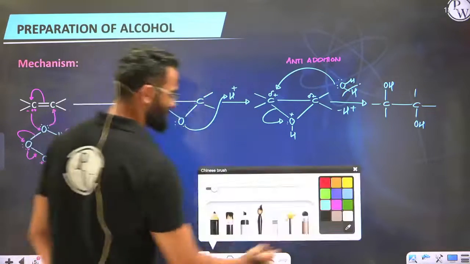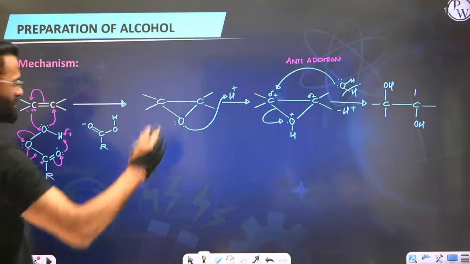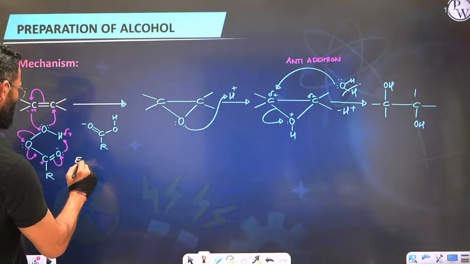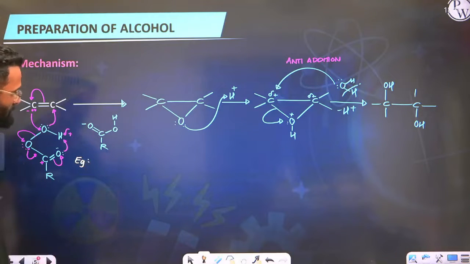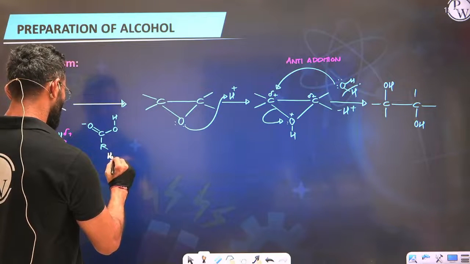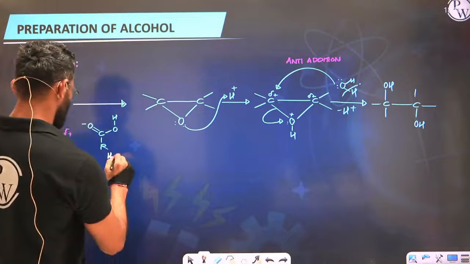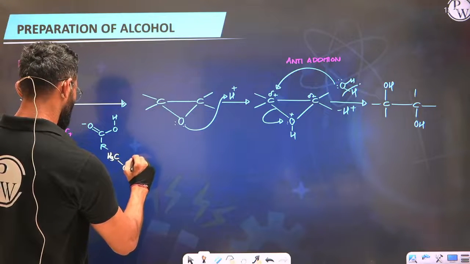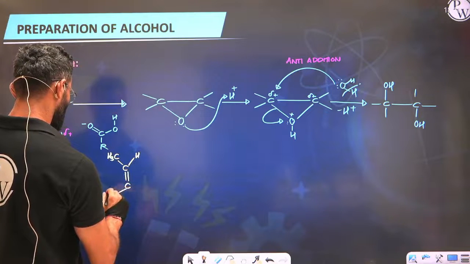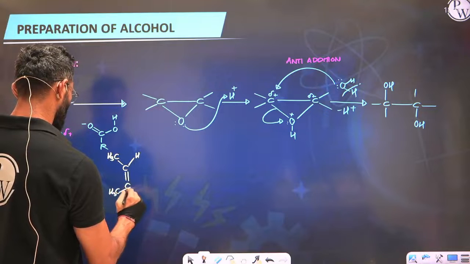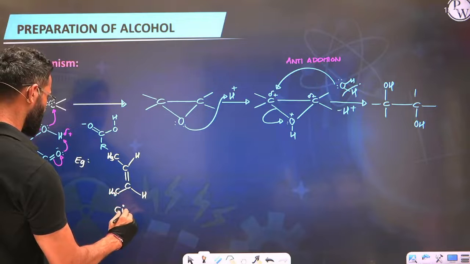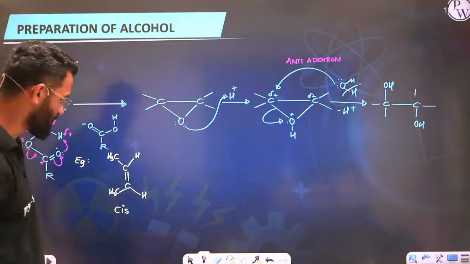Look guys, now let's say if I want to find out the direct answer over here, the example they've given is, okay, let's say we have this. Can we say this is a cis alkene? Yes, it is cis-2-butene. Right? Cis-2-butene. You can see that here.